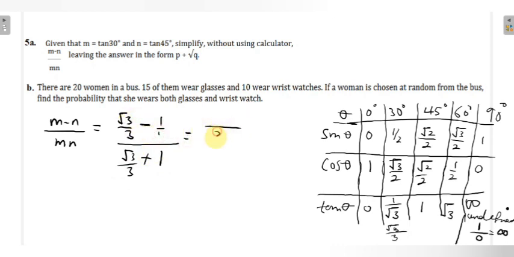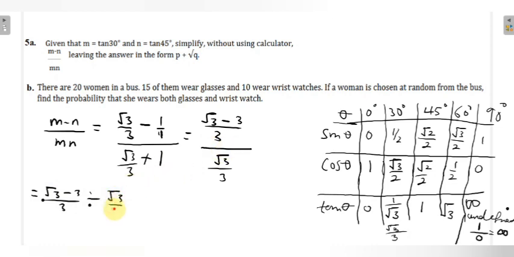The LCM is 3. So 3 divided by 3 is 1 times root 3. That gives us root 3 minus 3, divided by 1 times 3. That gives us 3 divided by root 3 over 3 times 1. That's root 3 over 3. So I'll just work this out. This is the same as (root 3 minus 3) over 3 divided by, because of this division line here, root 3 all over 3. So that will be equal to (root 3 minus 3) all over 3.